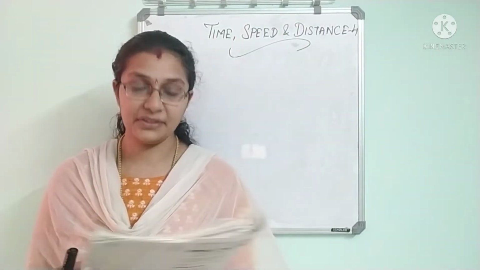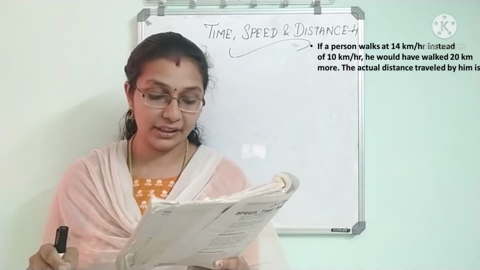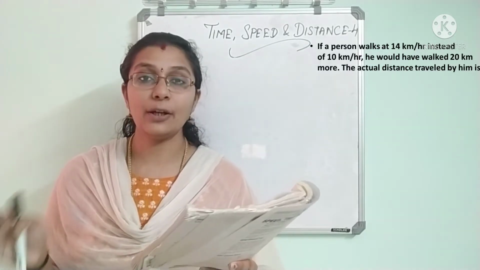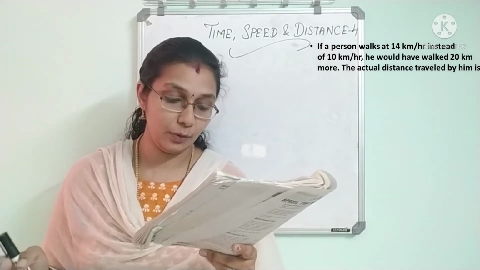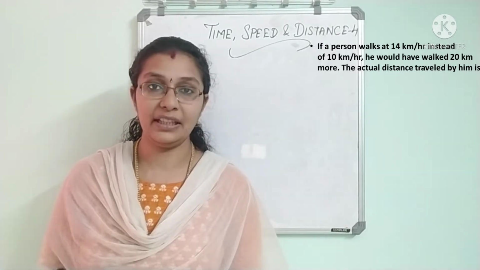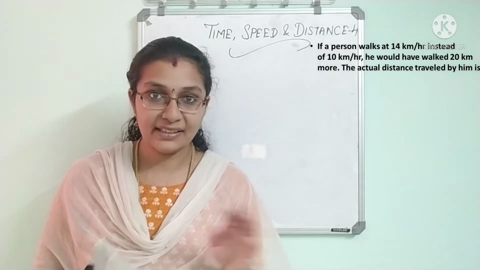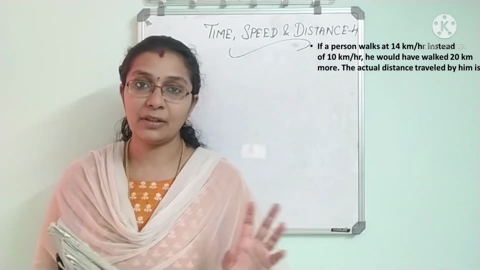Okay, we'll go with the first question. If a person walks at 14 km per hour instead of 10 km per hour, he would have walked 20 km more. The actual distance travelled by him is. Once you understand this question, you can easily solve it within seconds.